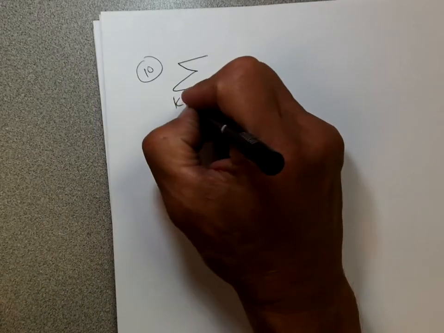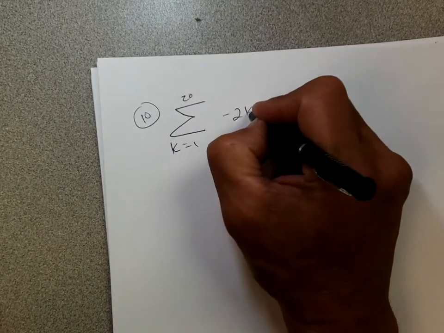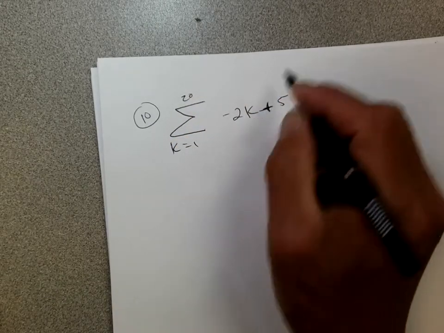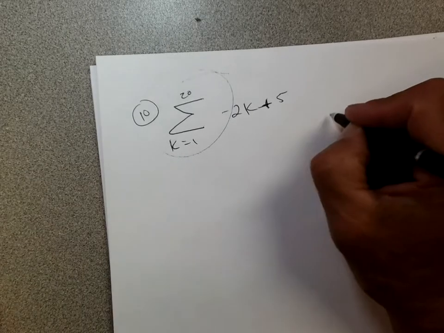Back to this, okay? Math question. K equals 1 to 20, and we're going to have negative 2k plus 5. Real quick question, it's a sum, right? So we're going to add them up. We're either going to use this formula, or this formula. We're not going to use this formula because we're not going to infinity. You guys agree? Now the question is, is it arithmetic or is it geometric? So let's find out.